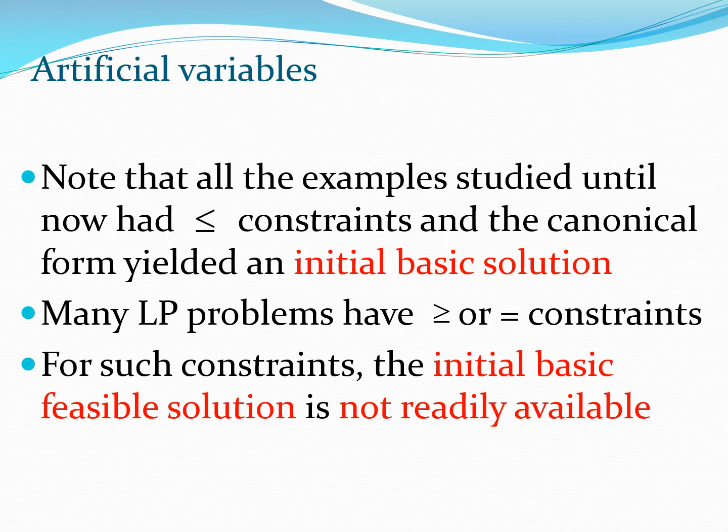Now, if you have followed my book or some other books on the topic, you will realize that if you have less than or equal to type constraints, the canonical form can be obtained straight away and you can get a starting initial basic solution and then solve the problem. But many realistic situations have LP problems which have greater than or equal to constraints. In these situations, the initial basic solution is not there for you. So there is one more step which you need to do, and that is known as the two-phase simplex method.